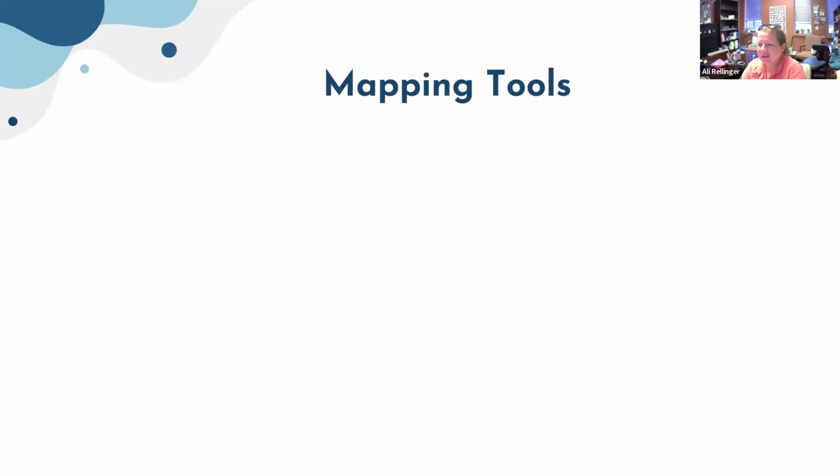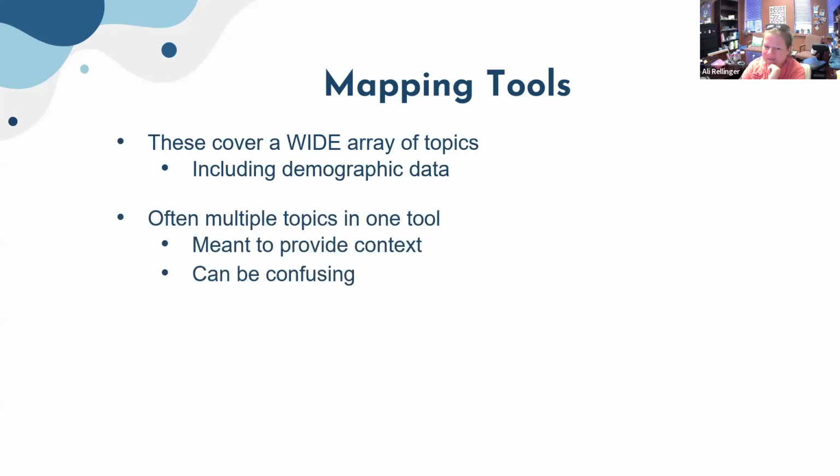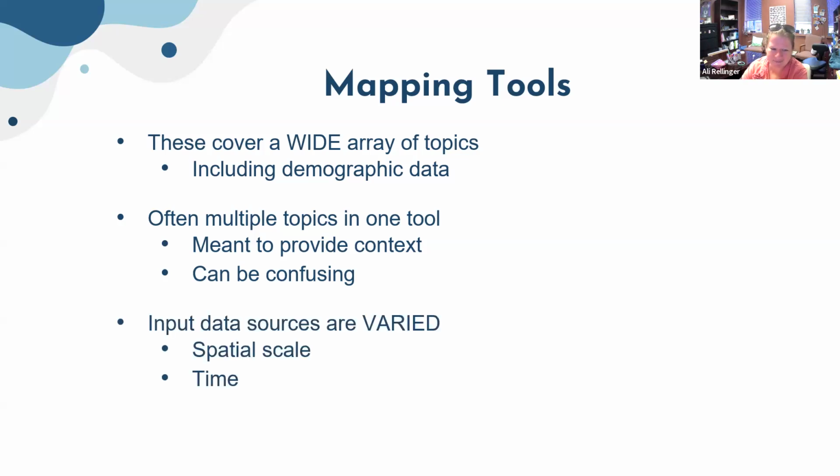So with that, we are gonna start thinking about some of our tools a little bit more, in our mapping tools and such. We do have a ton of types of tools that cover a wide array of topics. This can include demographic data. We can also often have multiple topics contained in one single tool, meaning that we have to provide context. This can often be confusing because it's not just focused on one specific thing.